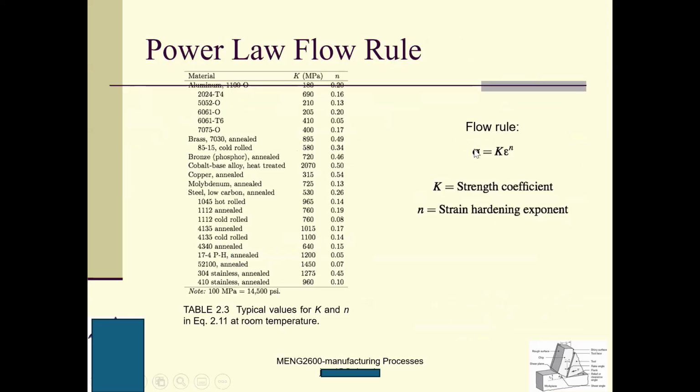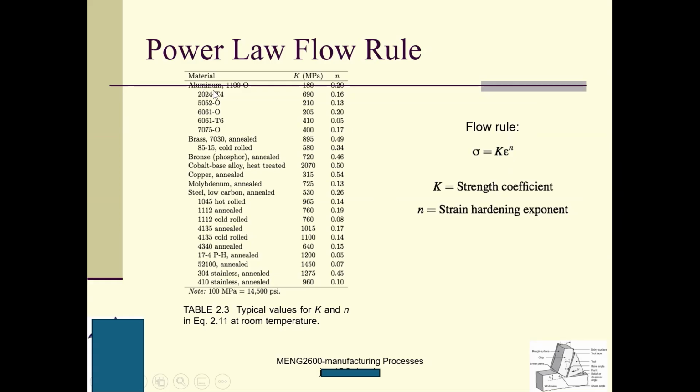The power law flow rule is more commonly seen. Here is sigma and epsilon, and they are not a straight line. In the power law flow rule, there is a power here. These K and N are coefficients, and they are obtained experimentally. You need to do a lot of experiments using nominally the same material and do the best fitting to get K and N. Then you can just use K and N to describe the relationship between sigma and epsilon.